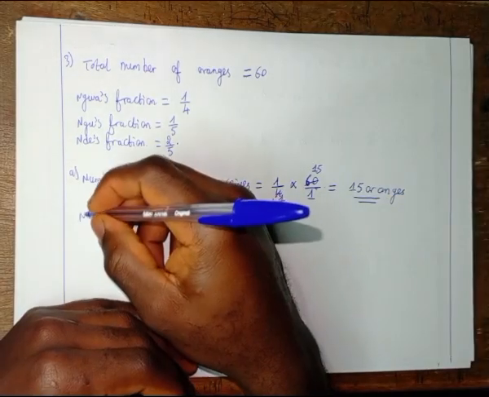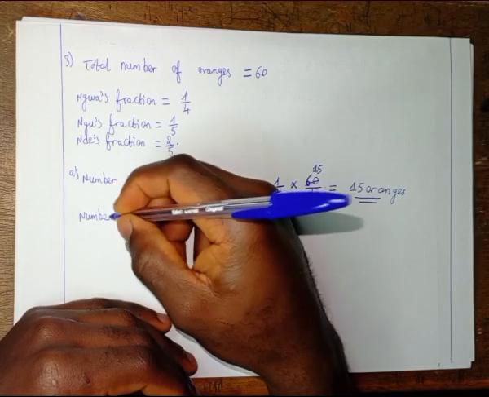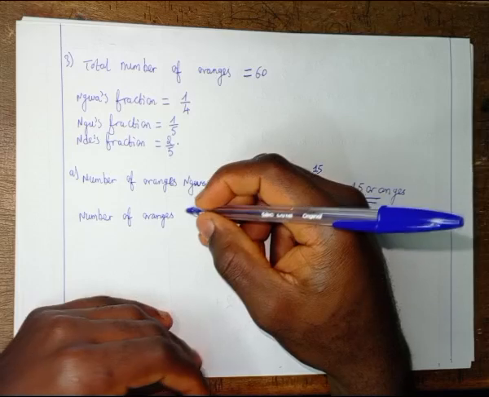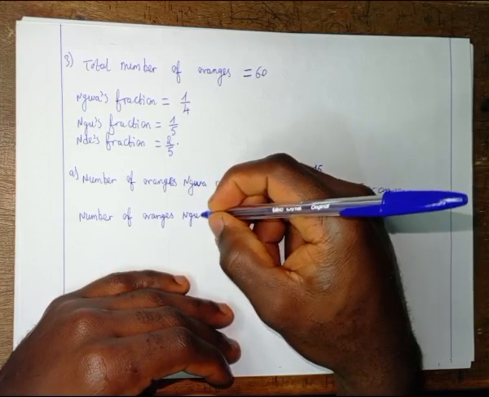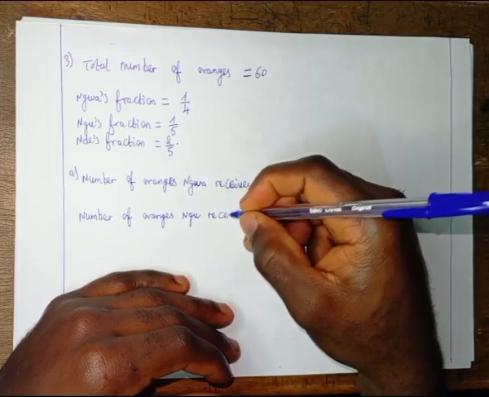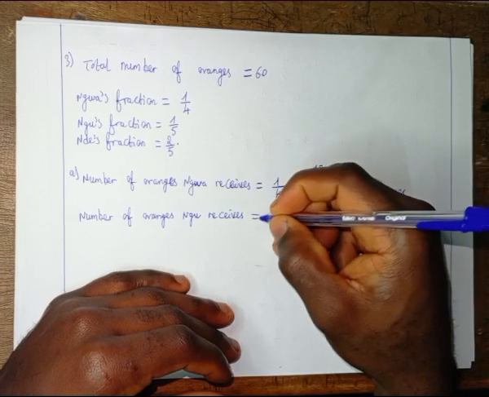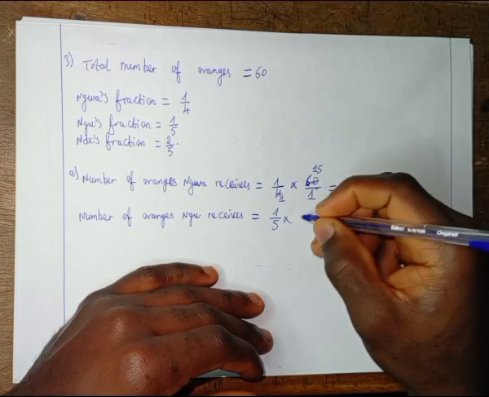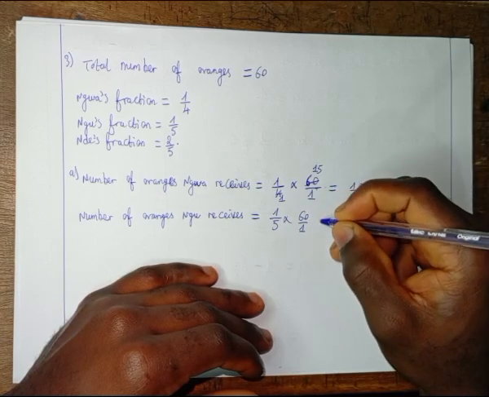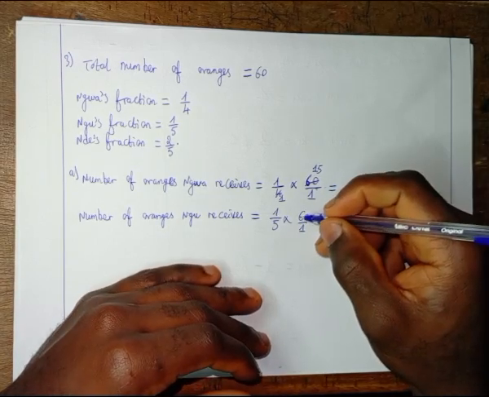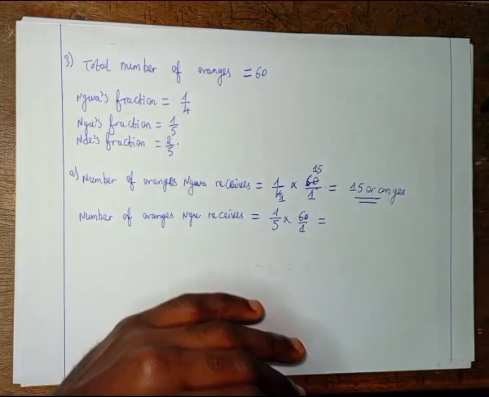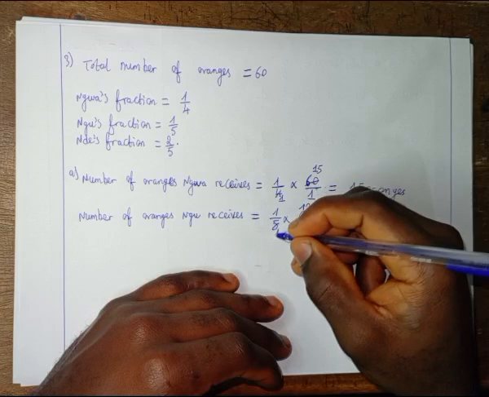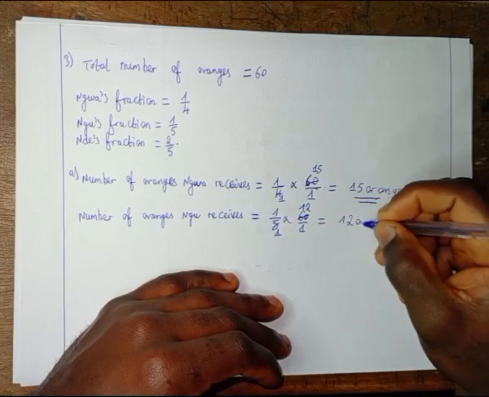Next, we need the number of oranges Ngu receives. It will simply be equal to, we are going to multiply Ngu's fraction by the total number of oranges. Simplify, we know 5 will go into 60 12 times. 5 going to 5 1 time. So this will give us 12 oranges.